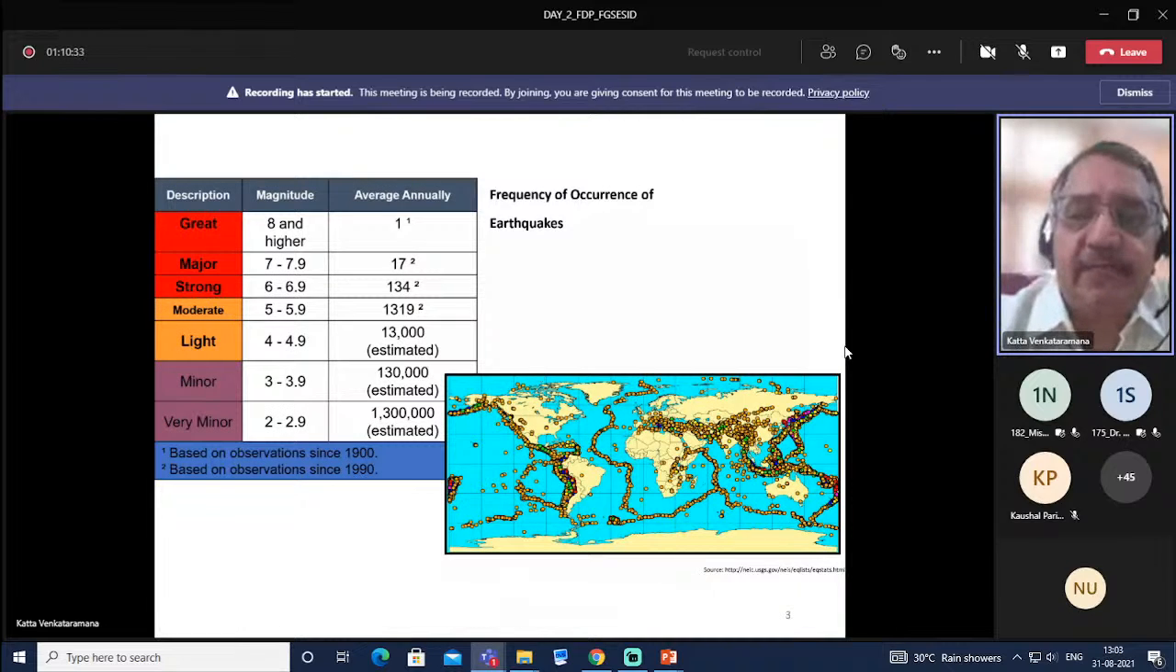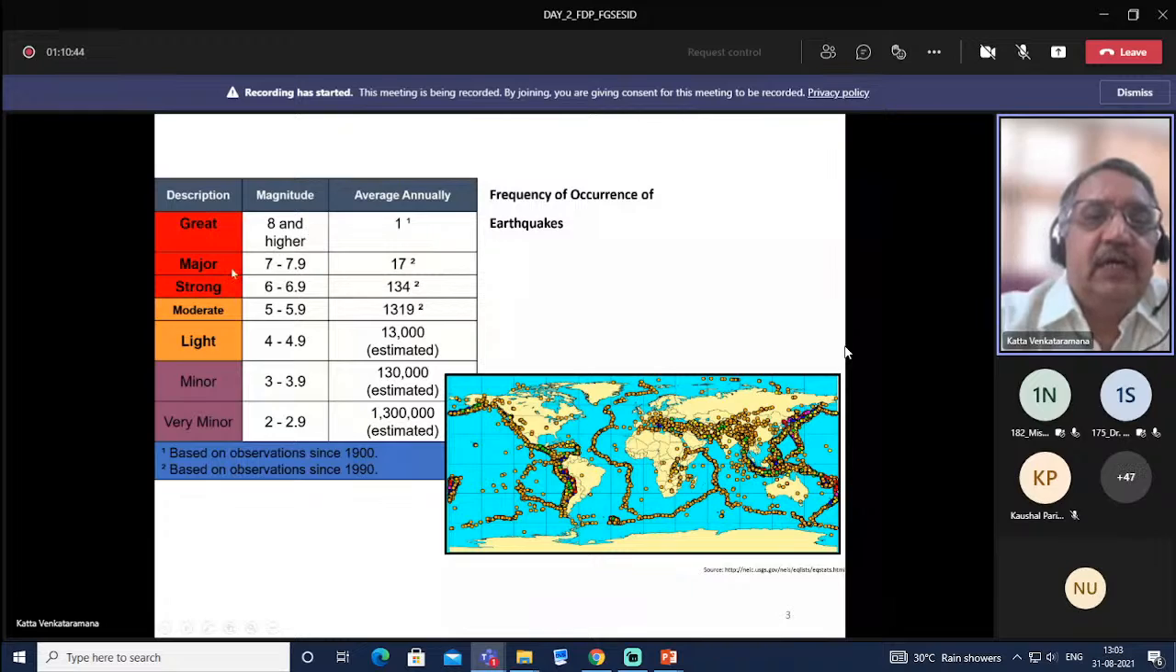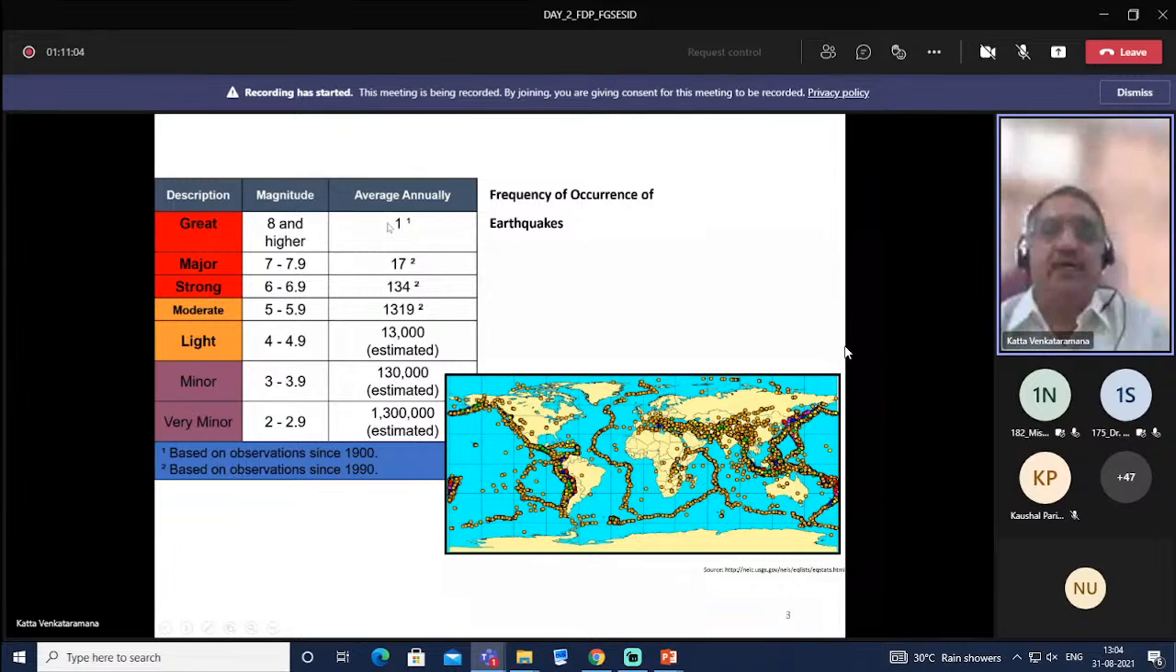And if you look at the frequency of occurrence of earthquakes, earthquakes are measured using magnitudes here. Magnitude indicates the amount of energy release at the source, which are shown here in the red. Strong earthquake, magnitude 6 to 6.9, around 134 in a year. Major earthquake, 7 to 7.9 magnitude, around 17 annually. And great earthquakes, magnitude 8 and higher, at least one somewhere in the world.